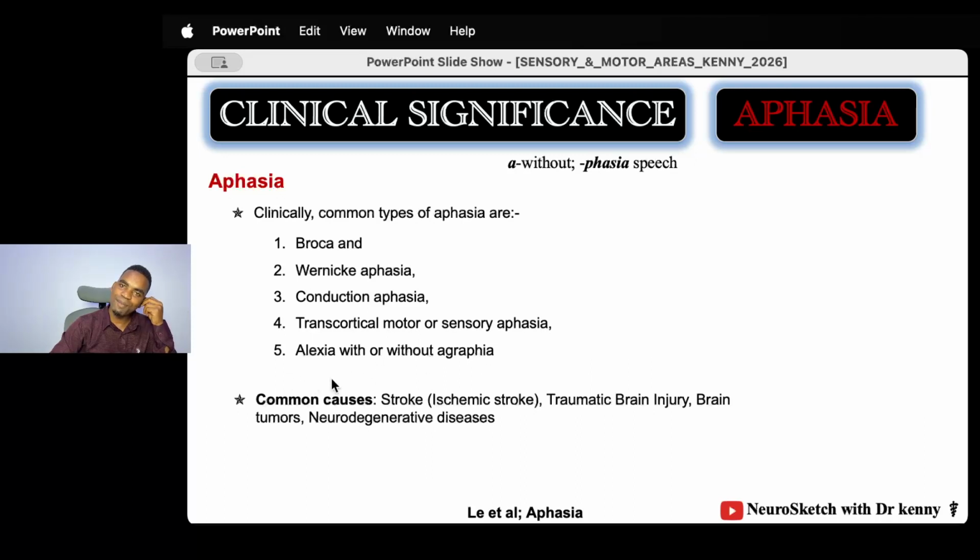Alexia means inability to communicate through reading. You cannot read. And agraphia is inability to communicate through writing. So agraphia, writing; alexia, reading. Someone who is alexic cannot communicate through reading; he has trouble with reading. And someone who is agraphic is unable to communicate through writing. You can have alexia with agraphia or alexia without agraphia. But today we're going to concentrate on Broca's and Wernicke's aphasia as part of the sensory and motor regions of the brain.